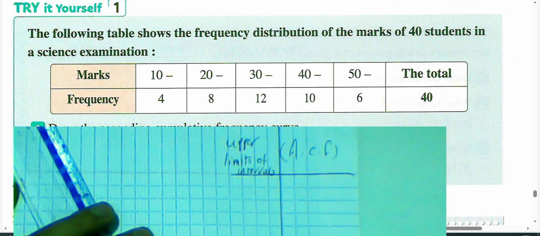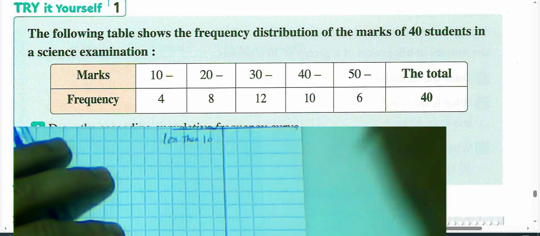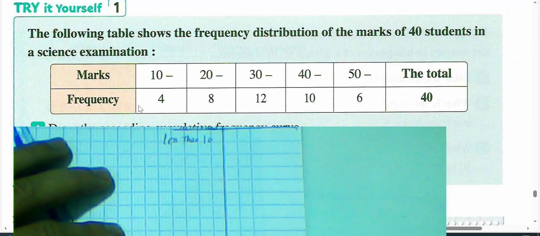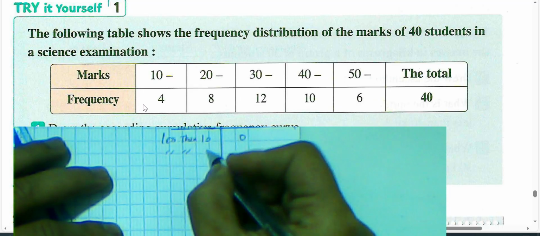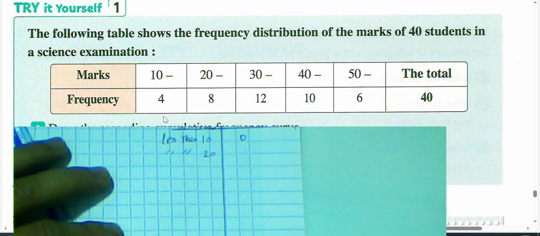First, we write here less than 10, starting from the left hand side. Less than 10, in the table, look here, it will be 0. Write 0 here. And then less than 20, it will be 4. Write 4 here.